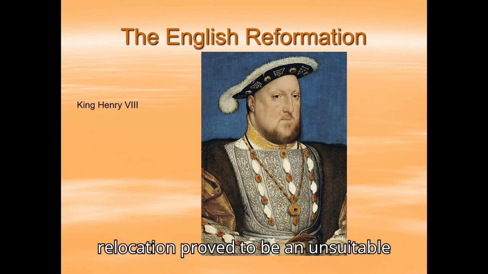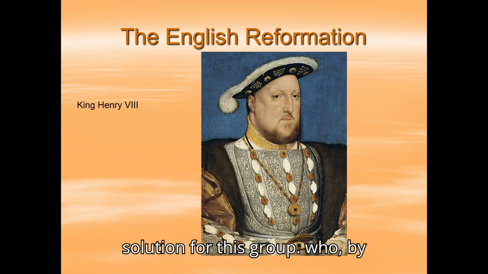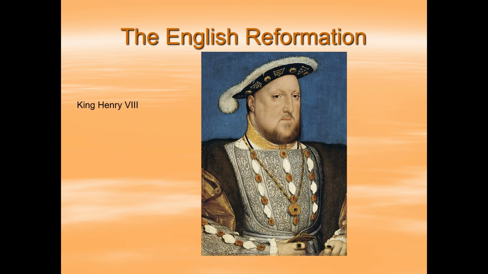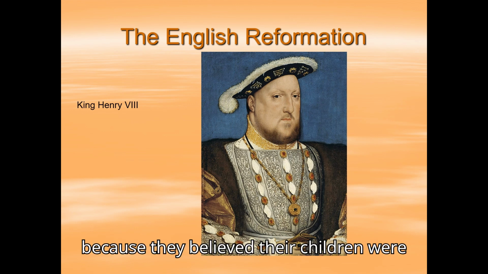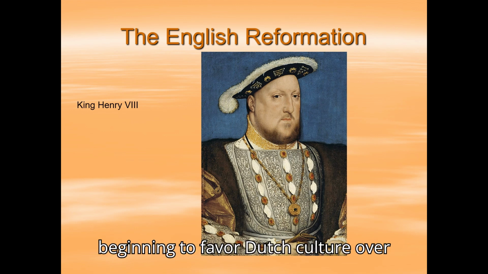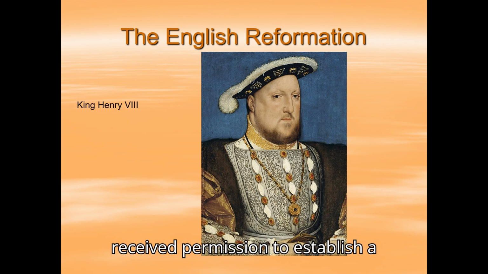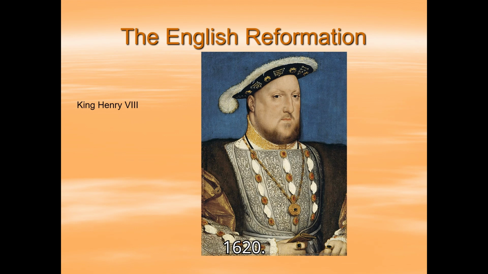Dutch relocation proved to be an unsuitable solution for this group, who by now had adopted the name Pilgrims, because they believed their children were beginning to favor Dutch culture over their own English culture. By 1620, they sought and received permission to establish a colony in America, and it is a venture that started in September of 1620.